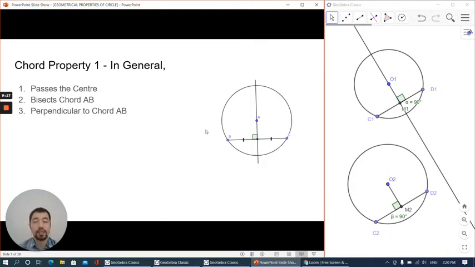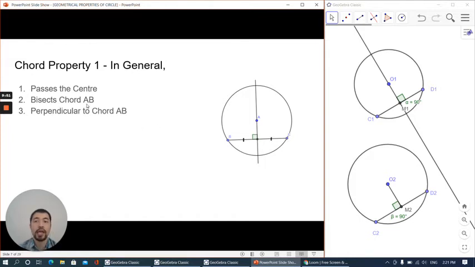So in general, we have all these three items: if we have any two of the three, we can come to the last conclusion. For example, if we are given that a line passes through the center and it bisects the chord, then it's perpendicular. These two lines are perpendicular.